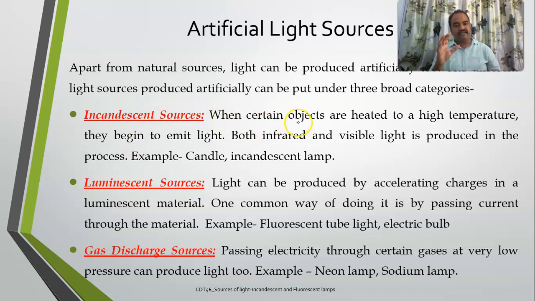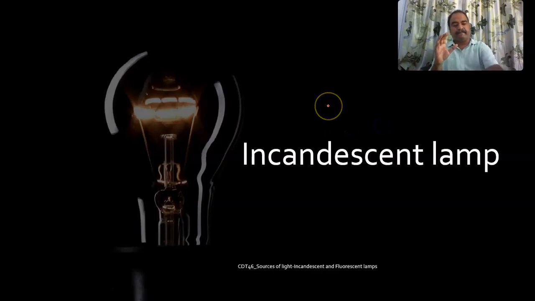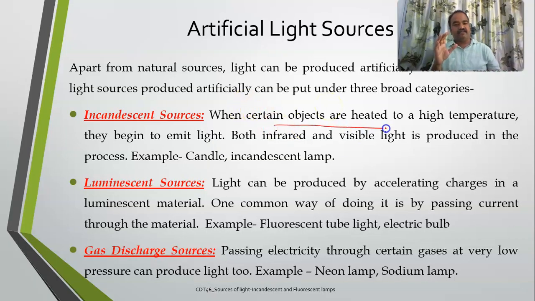Certain objects are heated to a very high temperature. When certain objects are heated to a very high temperature, they begin to emit light. In this process, both IR light, infrared light, and also visible light are emitted, so we can see the visible light. The best example is an incandescent lamp, and the candle is also a good example of an incandescent source because it burns. In this process of burning, it emits light. It is an incandescent source.